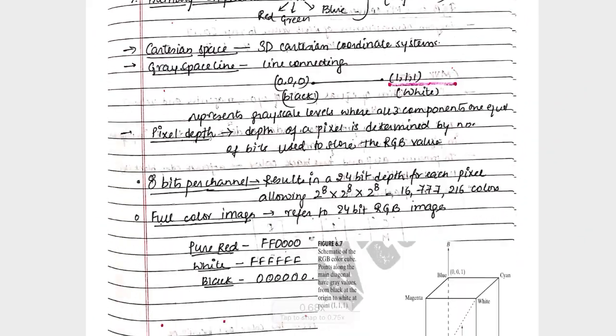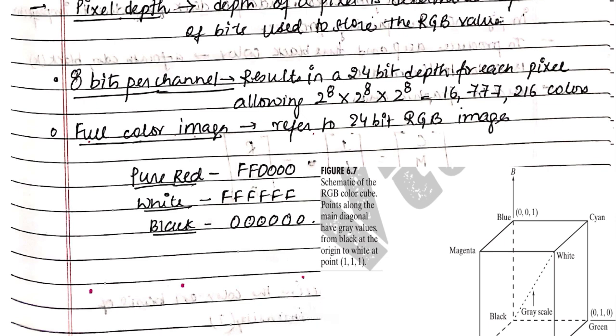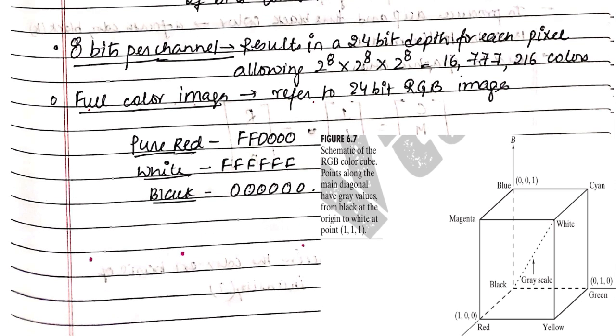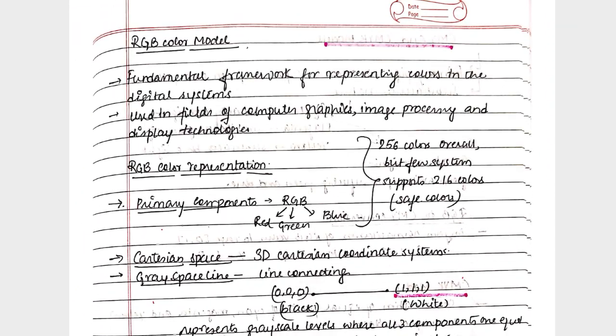The RGB color model is mainly represented by this diagram. You can see, okay, this part is magenta, this part is blue, this part is cyan, this part is white, this vertex is red, this vertex point is black, this is yellow, and this is green. Accordingly you put all the coordinate values. This you already know, I guess, from your 3D geometry and everything.